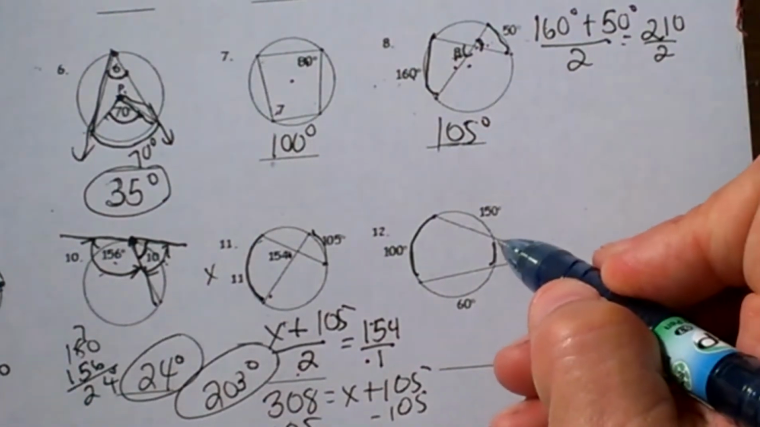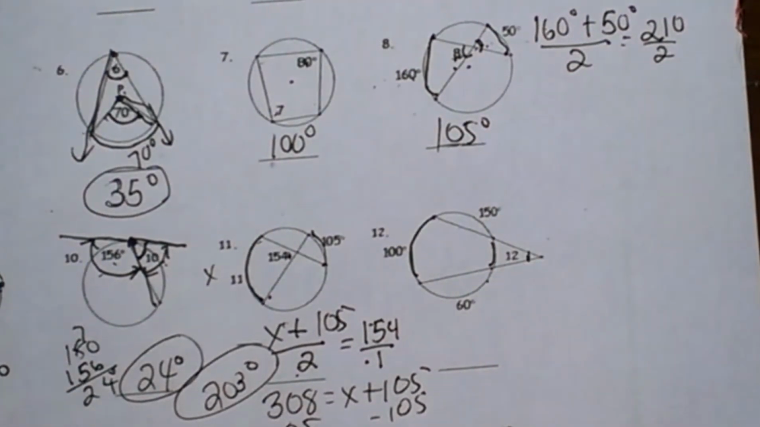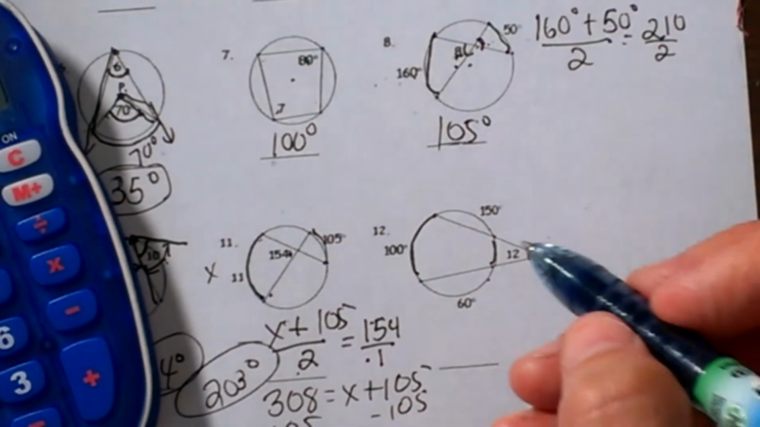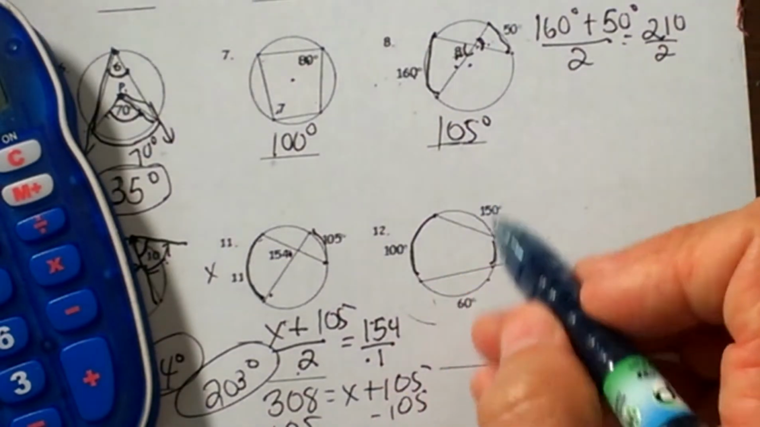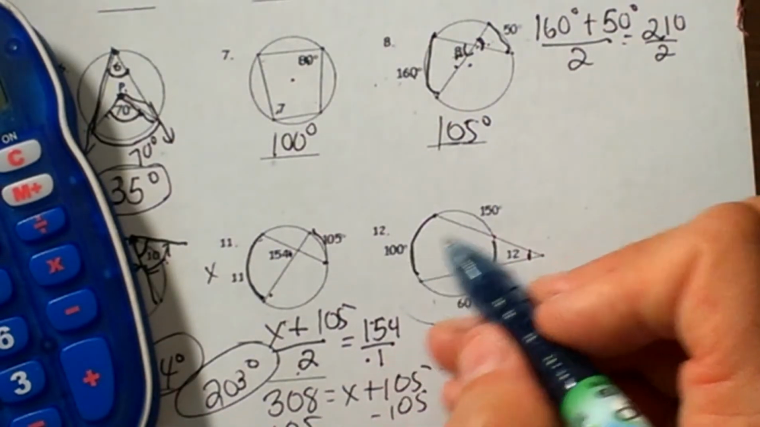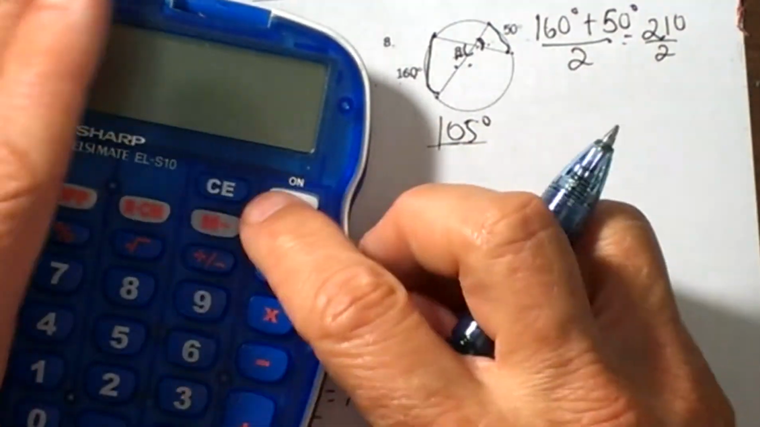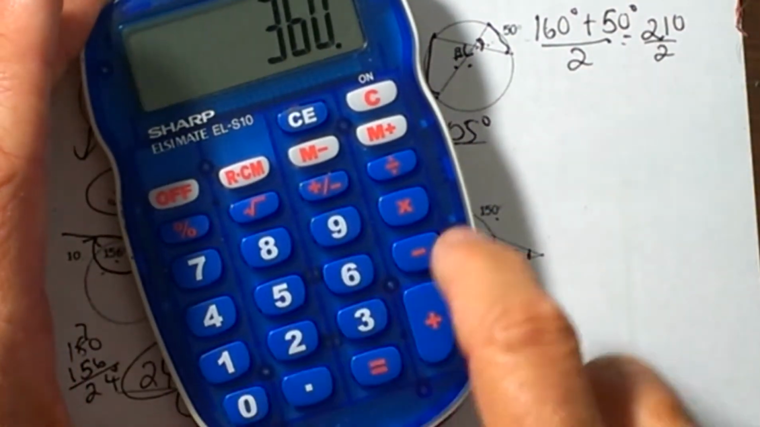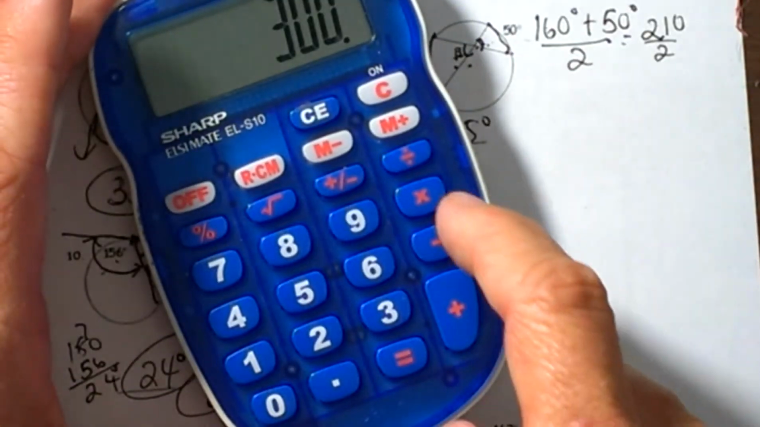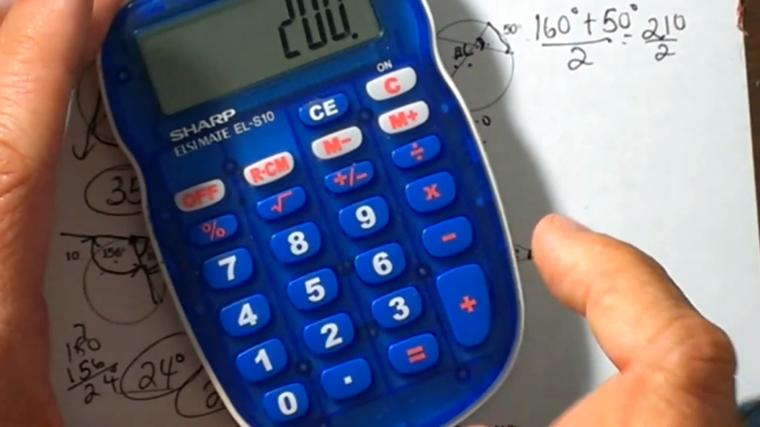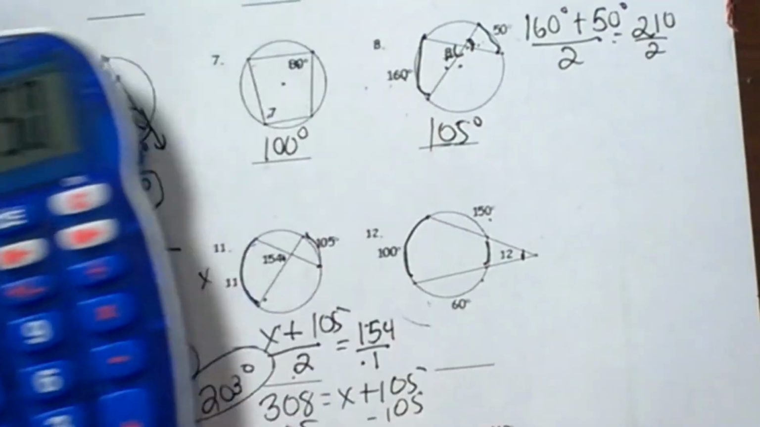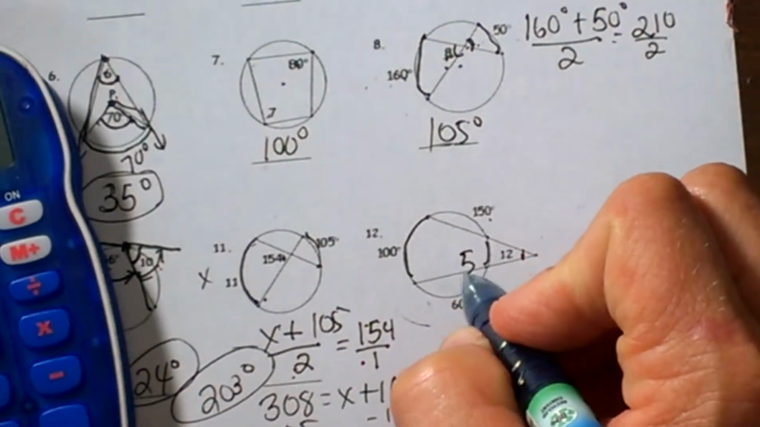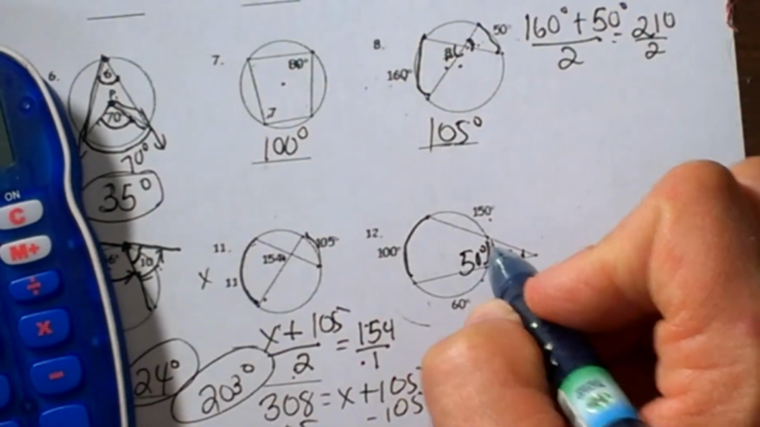We need to figure out this small arc, don't we? We have enough information to do that because what do we know about a circle? A circle adds to 360. So I can take 360 and subtract 60 and 100 and 150. So let's do that. Let's take 360 minus 60, which is 300, minus 100, which is 200, minus, what's the last one, 150. So that means this small arc is 50.